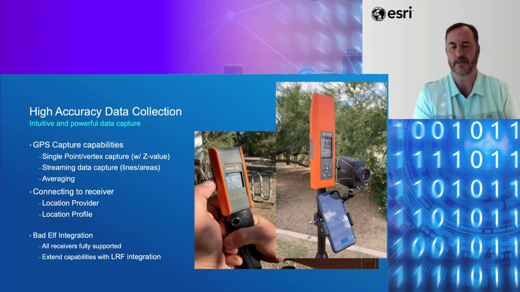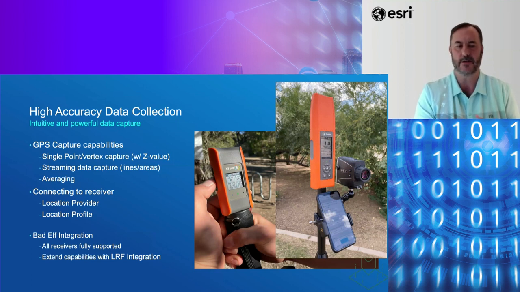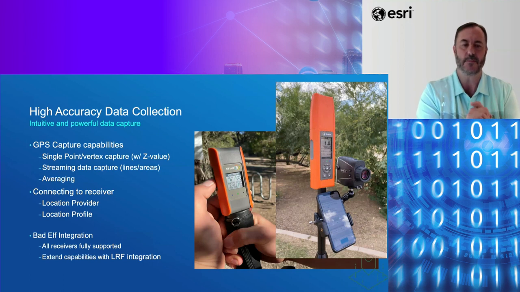You can connect to the receiver, but then you can define what's called a datum transformation when you're working with a real-time network and a map that's in a different coordinate system. And then, with Bad Elf, we've got a very special relationship, and we've done some integration with them to extend the capabilities with things like laser rangefinder integration. We're really excited about things we can get to in the future.